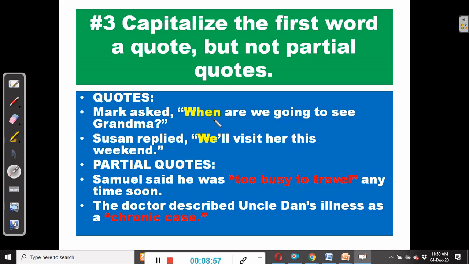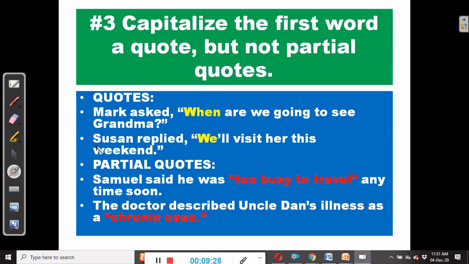Whenever someone makes a statement and you pick the statement and you say it exactly the way the person has said it, it is a quote or a quotation, and that statement begins with a capital letter. That's the rule we are stating here. So "When are we going to see grandma?" is a quote from Mark, and it begins with a capital letter. The word "when" begins with a capital letter.